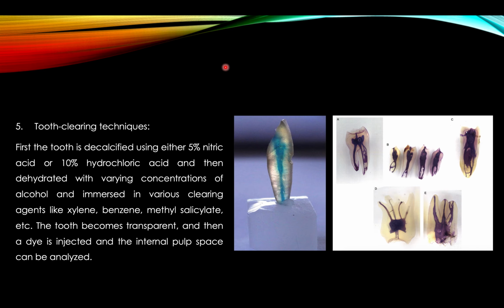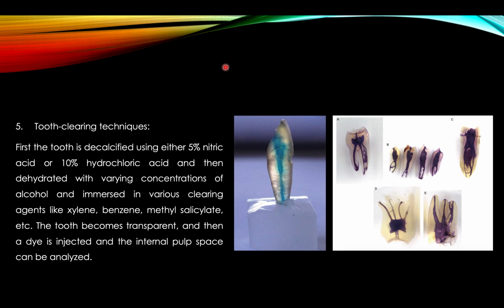Another artistic or beautiful way to study the anatomy of teeth is using the tooth clearing technique. In this technique, we aim to convert the tooth structure into a transparent structure to study and see the internal anatomy of the tooth. We put the extracted teeth in a strong acid, like 5% nitric acid or 10% hydrochloric acid, and then we dehydrate this tooth after removing the minerals from it.